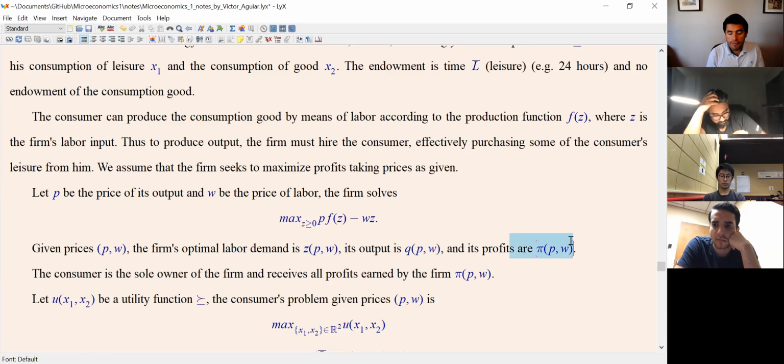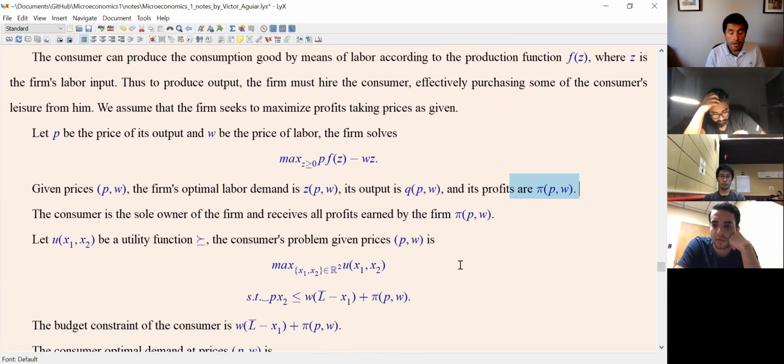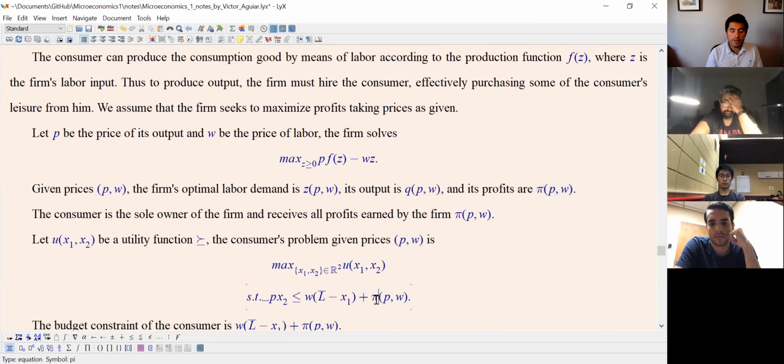And then the profits of the firm are pi of P and W. Now, remember, the key to the general equilibrium models is that income is endogenous. So what is the income of the consumer? The consumer owns completely the firm. So the first source of income is the total profit of the firm. And the second source of income is the labor.